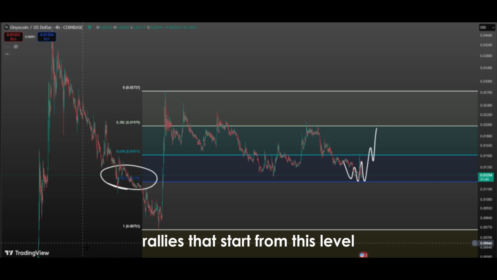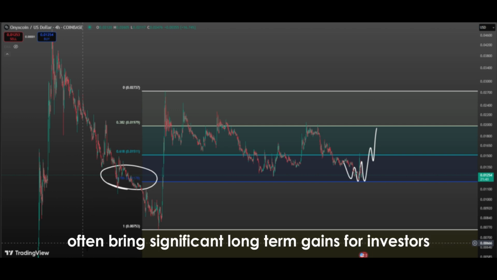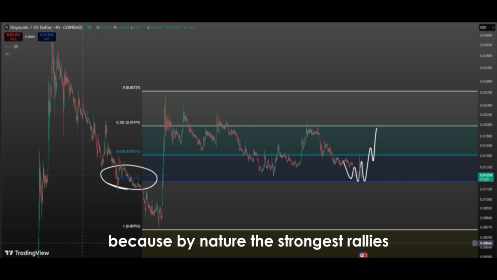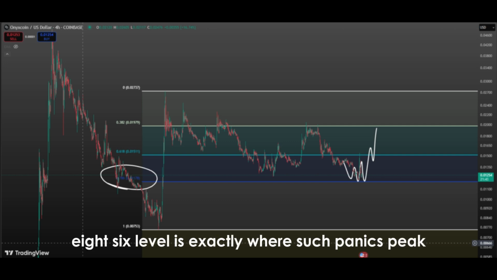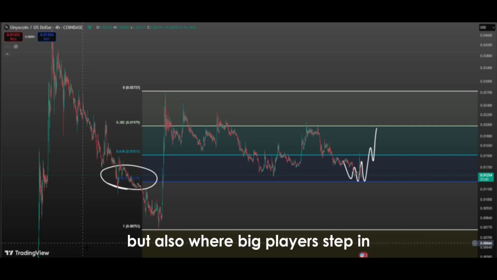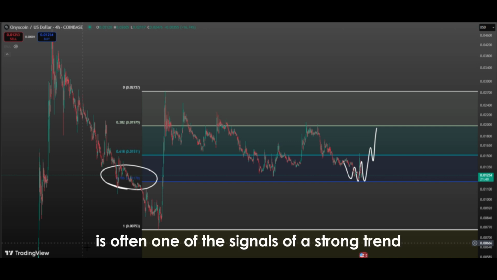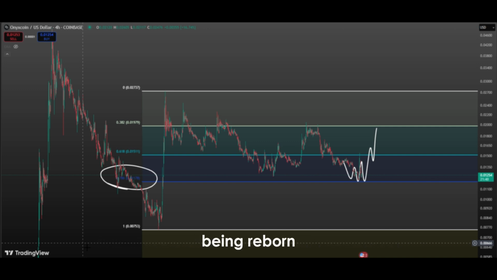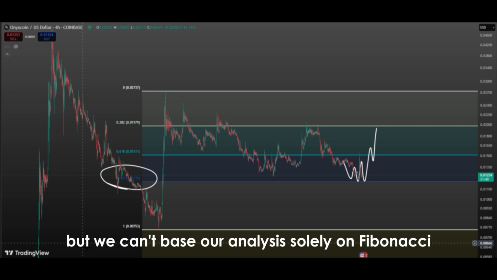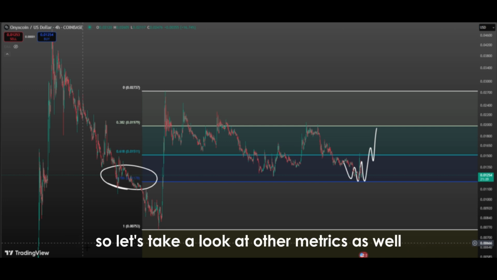Rallies that start from this level often bring significant long-term gains for investors, because by nature, the strongest rallies usually start from the points of greatest fear and panic selling. The 0.786 level is exactly where such panics peak, but also where big players step in. An upward move beginning here is often one of the signals of a strong trend being reborn. But we can't base our analysis solely on Fibonacci, so let's take a look at other metrics as well.